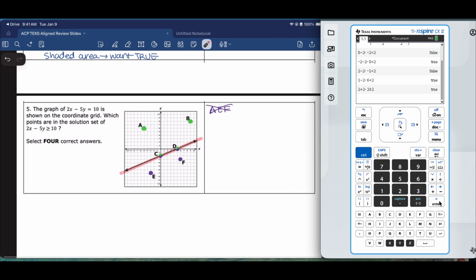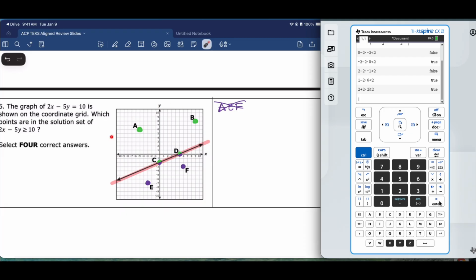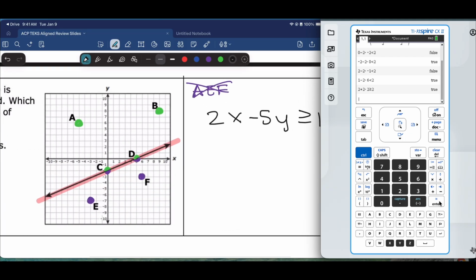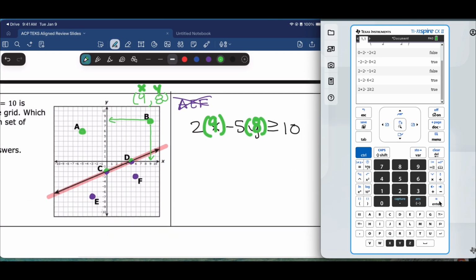That's it. So I can pick any of these points to do true false with. So I'm going to write 2x minus 5y greater than or equal to 10. So if A comes back true, all of these are true. But if A comes back false, then my purples are my answers. Okay. So to pick a point, I'm going to choose B just randomly. You can pick whichever one you want. So this is 9, 8. For my x, that's 9. For my y, that's 8. Now I'm going to do true false like we have been doing.